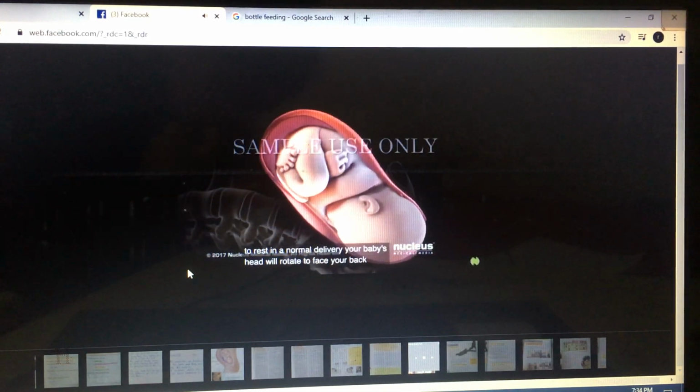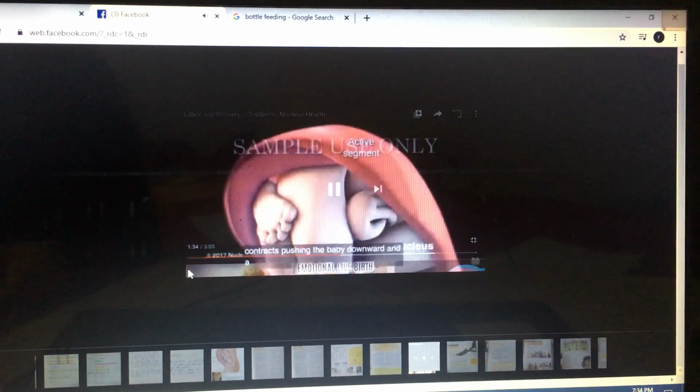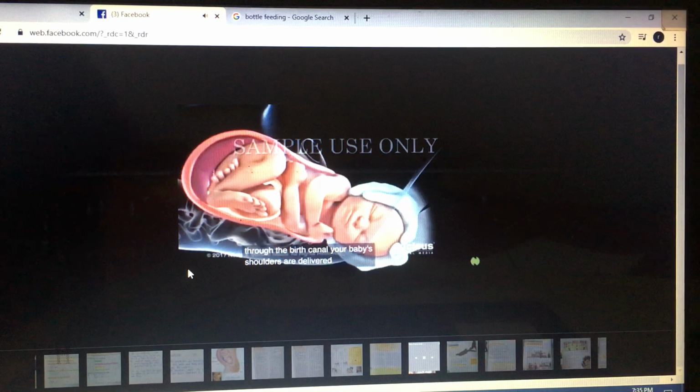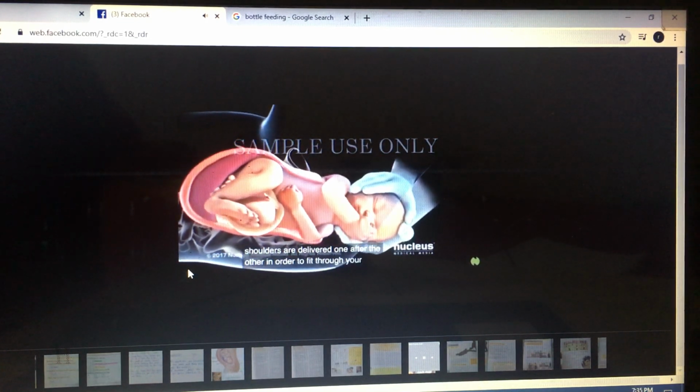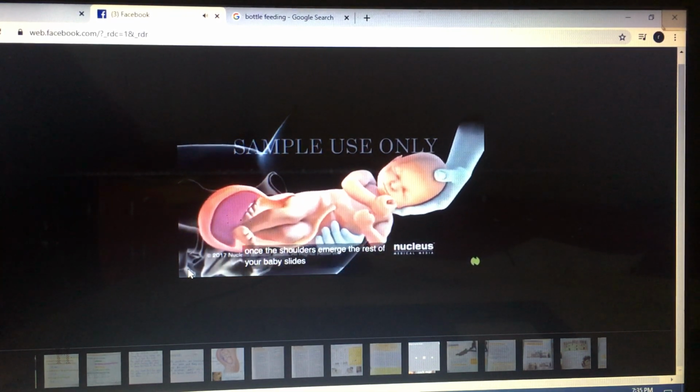In a normal delivery, your baby's head will rotate to face your back. During active labor, your uterus is divided into an active segment that contracts, pushing the baby downward, and a flexible passive segment that remains relaxed, stretching to provide more room for the baby to pass through. To help the shoulders pass through the birth canal, your baby's shoulders are delivered one after the other in order to fit through your pelvis. Once the shoulders emerge, the rest of your baby slides out easily.